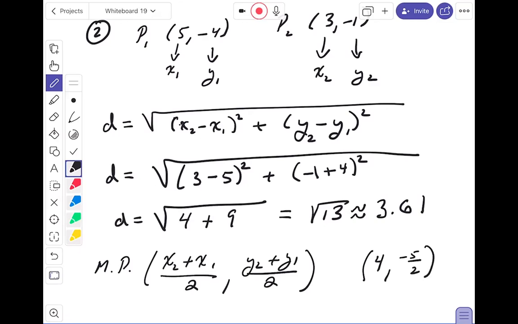All right, so I got the distance, got the midpoint. Let me look at my answer, how I did. And I'm seeing this. All right. Again, if you want to draw that, you can. They didn't ask me to do that, but you can draw it if you want. Let's go to number 3.